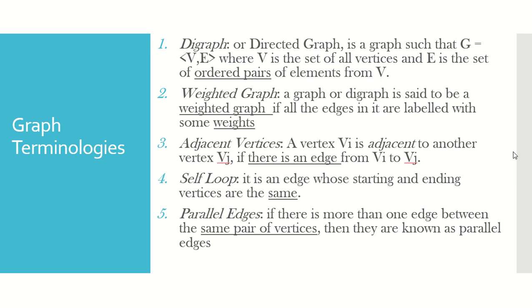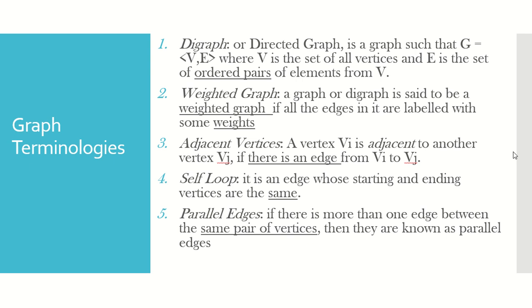Moving further to adjacent vertices, as I said, if there is an edge from a vertex Vi to a vertex Vj, whether directed or undirected, then those vertices are said to be adjacent to each other. When you talk about a directed graph, if there is a directed edge from Vi to Vj, then you say that Vj is adjacent to Vi. But the opposite cannot be claimed, because if there is no directed edge back from Vj to Vi, you cannot say that Vj is adjacent to Vi.